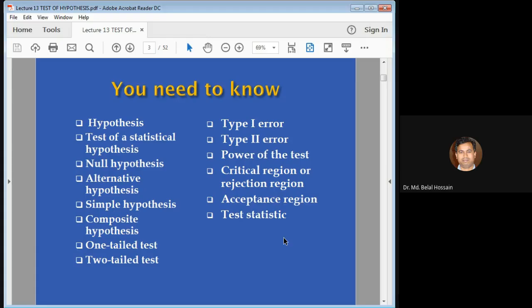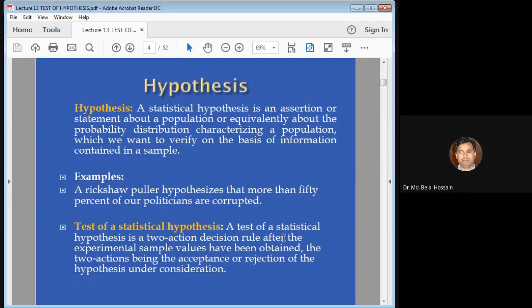So in test of hypothesis, you have to know about what is hypothesis, what is a test of a statistical hypothesis. We will learn a bit about null hypothesis and alternative hypothesis, simple hypothesis and composite hypothesis, type of test, one-tailed test or two-tailed test, 2 types of error in testing hypothesis, part of the test, some critical region or rejection region, acceptance region, and test statistic. First, we want to say about what is hypothesis.